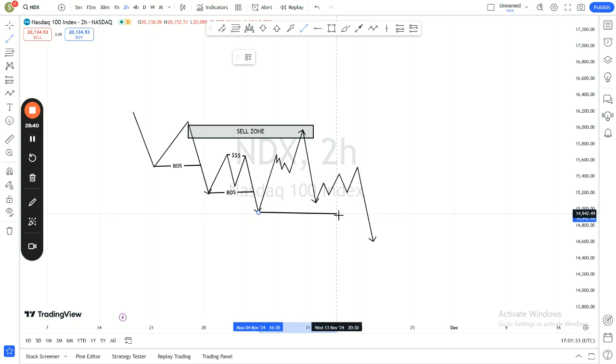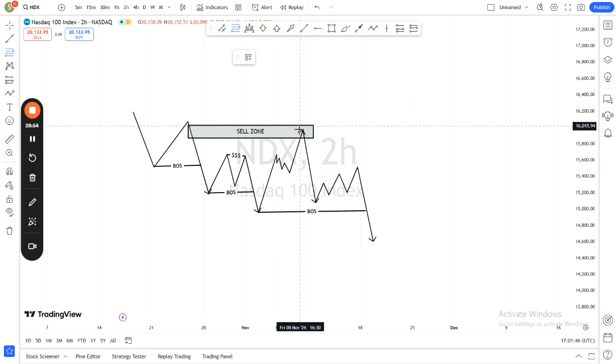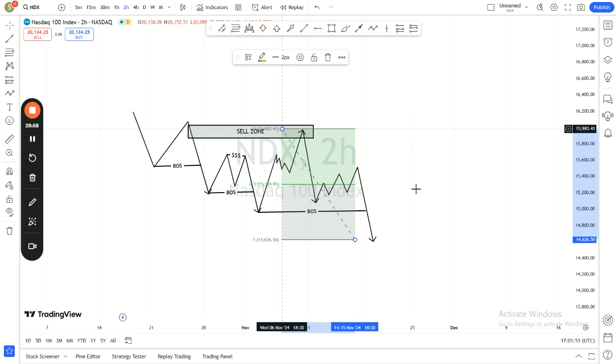And now you can see we now have the proper break of structure. Now, after seeing this, what do we have again? We have our break of structure. Now we have to use our Fibonacci again from this point, so from this low to this high right here.